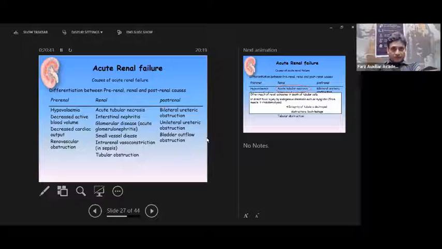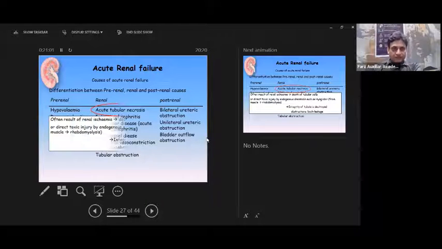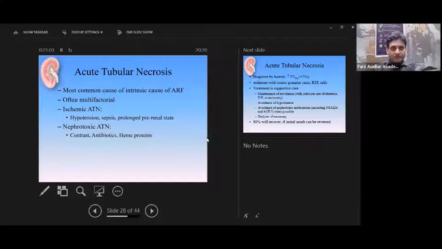Now this slide I have already discussed with you, how we differentiate prerenal AKI, renal AKI and post-renal AKI. According to history, physical examination and some tests, we can differentiate renal and post-renal, which I already discussed. So I'm not discussing this slide.